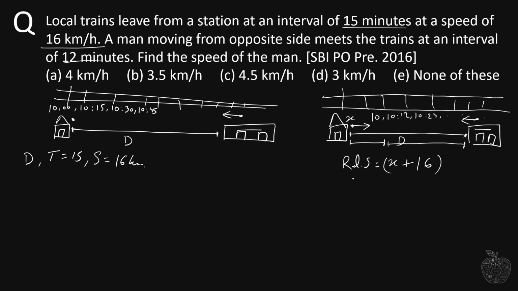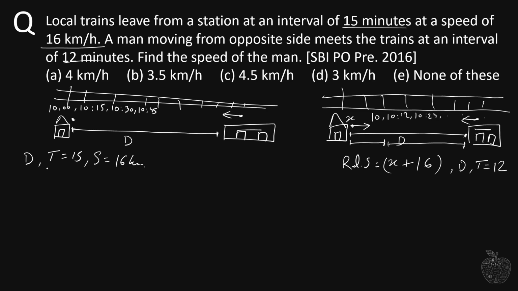So this is our relative speed, and you and this train have to cover the total distance d. And time here: you are seeing the train every 12 minutes. For you, the train has covered this distance in 12 minutes, and you are also covering this distance. So the time here will be 12 minutes. So this much is clear.